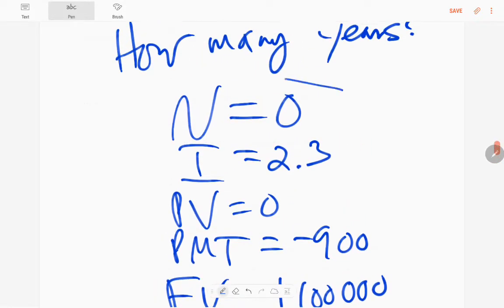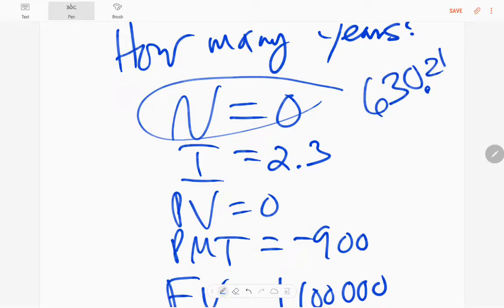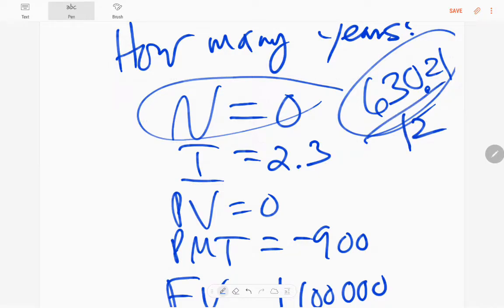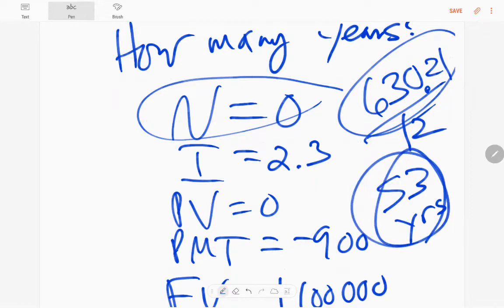So go back up to N and alpha enter it. And I get 630.21. But remember, that's in months. So you want to divide that by 12 to put it in years. And the problem does say round to the nearest year, so you should get about 53.